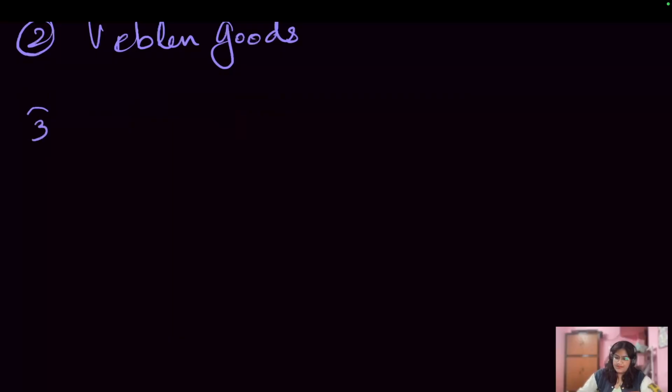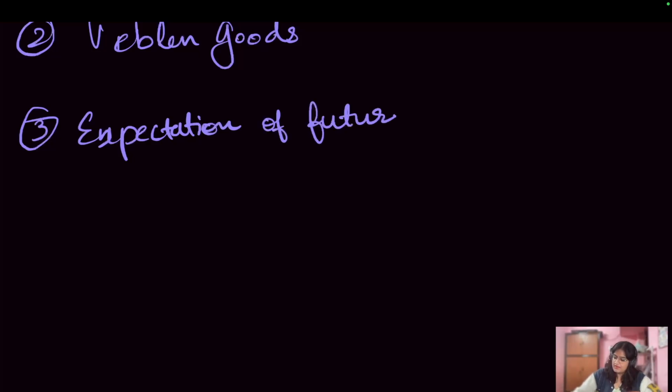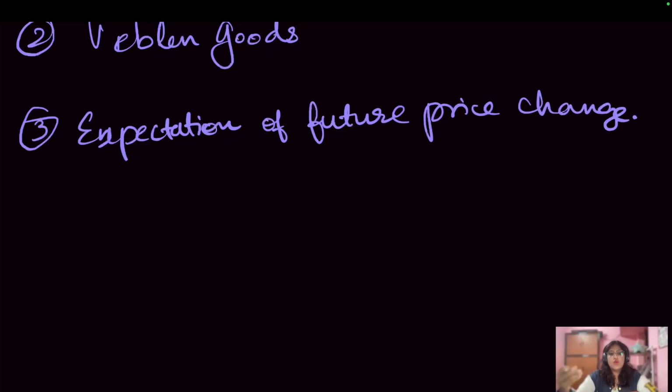Next one is expectation of future price change. If the price of gold starts rising, people will think that it will keep rising and they will go and purchase more of it. So they will buy more of the product now, thinking that in future the price will increase again. So here, when the price went up, quantity demanded also went up, because you are expecting that in future the price will go up again.